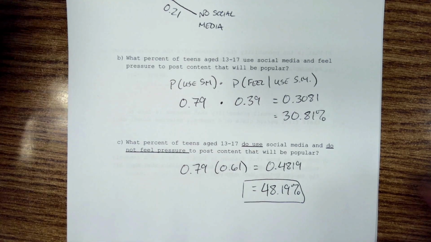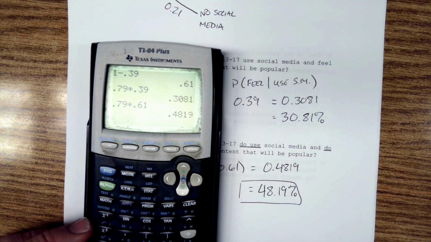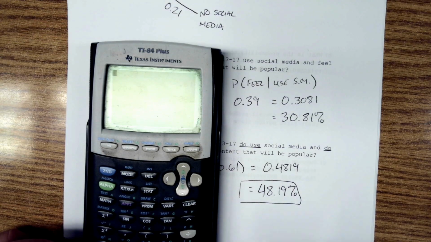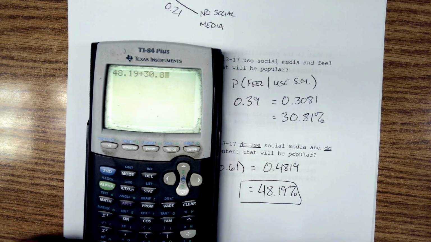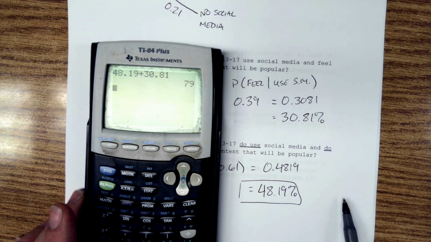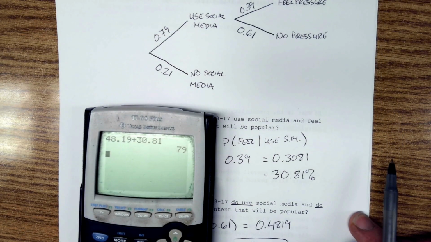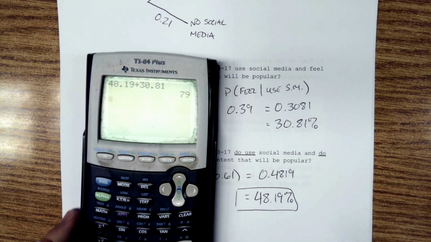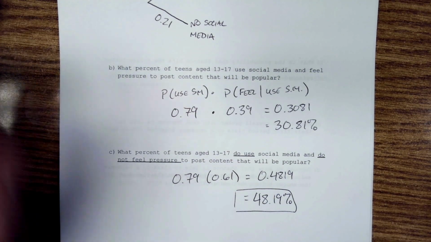And again, if we look at the 48.19% plus our 30.81%, altogether that is the 79% who use social media. And if we add in the 21% that don't, that's all of the people involved.